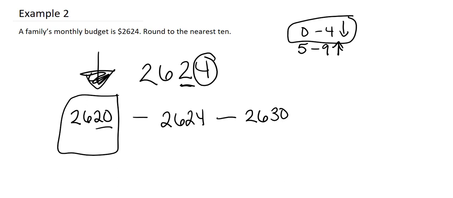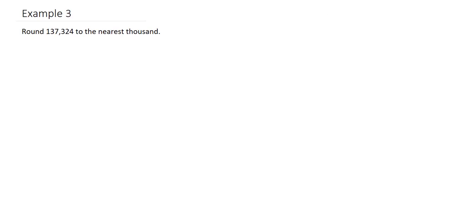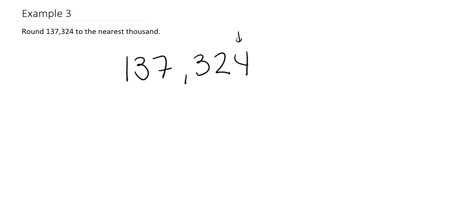So let's go ahead and look at the last example. Example 3. Round 137,324 to the nearest 1,000. So we have our ones, tens, hundreds, thousands. So we're going to just underline the 1,000 because we're going to see if we round down or up on that one. But we look to the digit to the right of it to determine that. So that would be the 3.